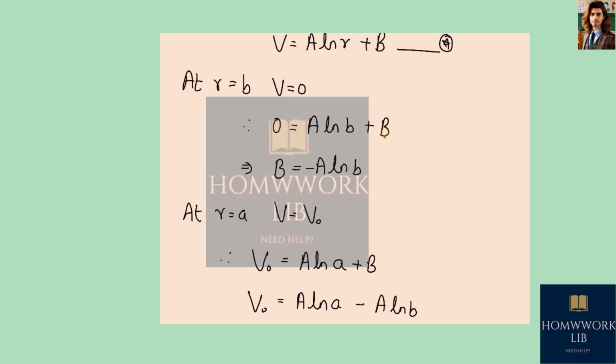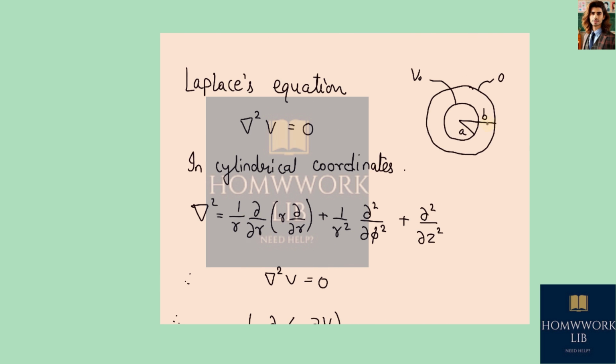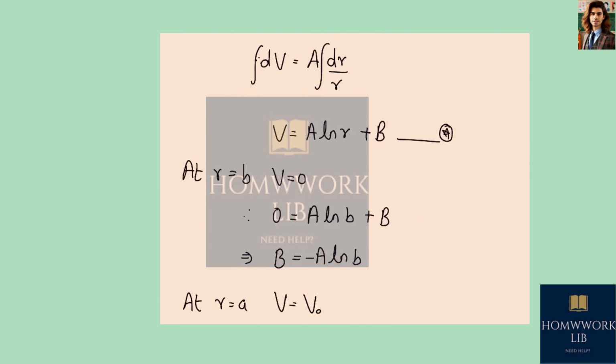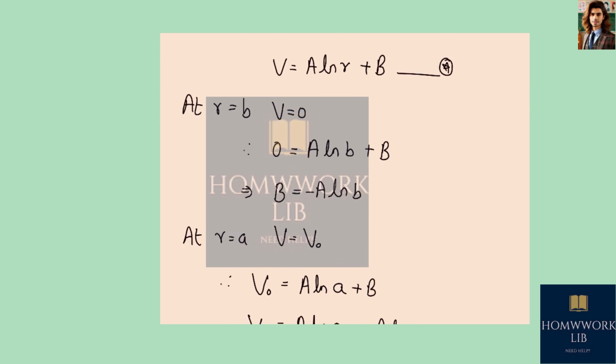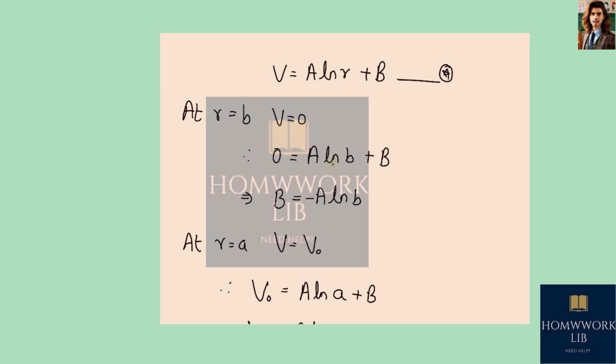Then we are given that at r is equal to b, the potential is equal to 0. So this potential is given to be 0 and this potential is given to be V naught. If we plug it into equation star, I will get 0 is equal to a ln b plus b. Rearranging the equation, I get b as equal to minus a ln of b.